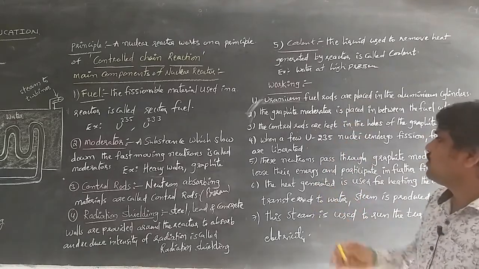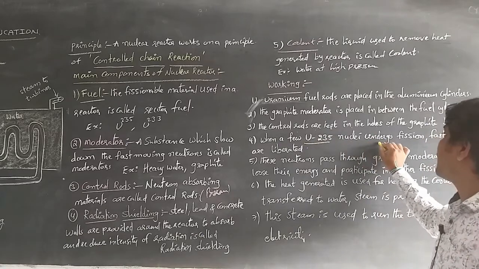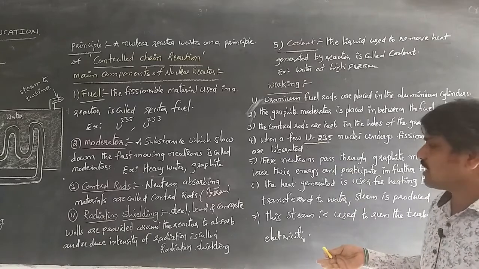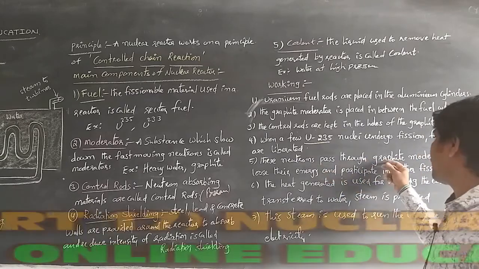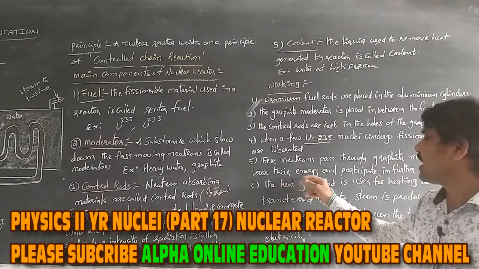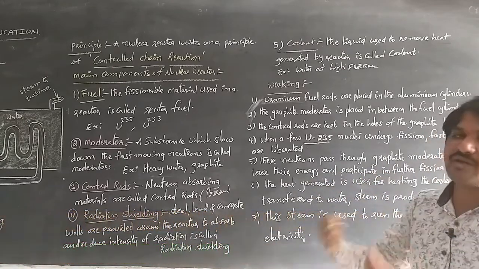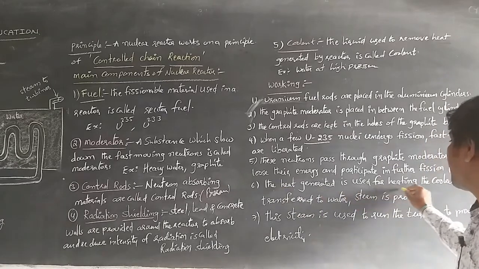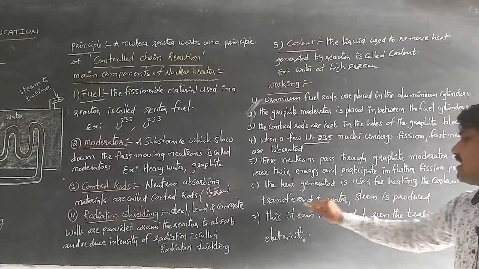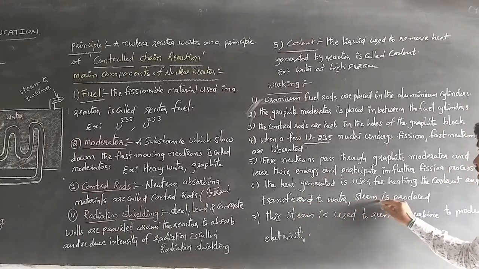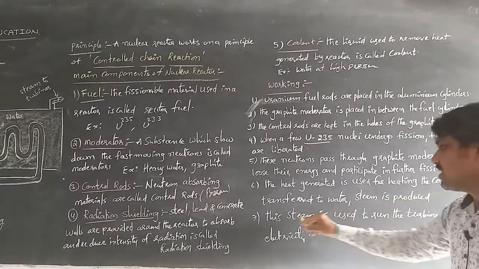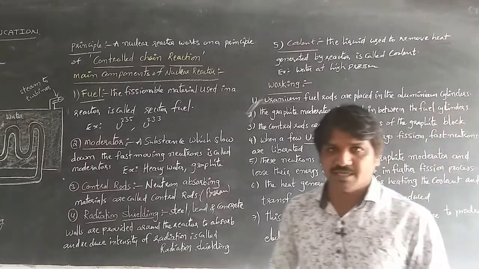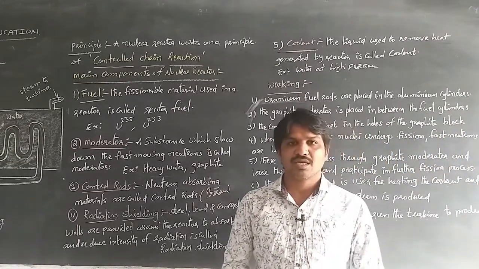When a few uranium-235 nuclei undergo fission, fast-moving neutrons are liberated. These neutrons pass through the graphite moderator, lose their energy and participate in further fission. The heat generated is used for heating the coolant and is transferred to water, and steam is produced. The steam is used to run the turbine to produce electricity. This is about a nuclear reactor.